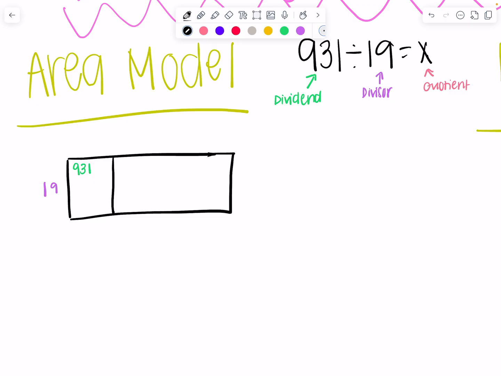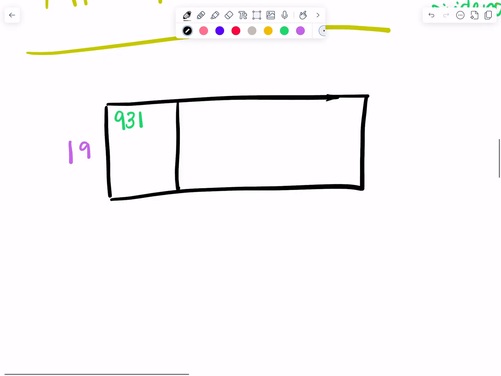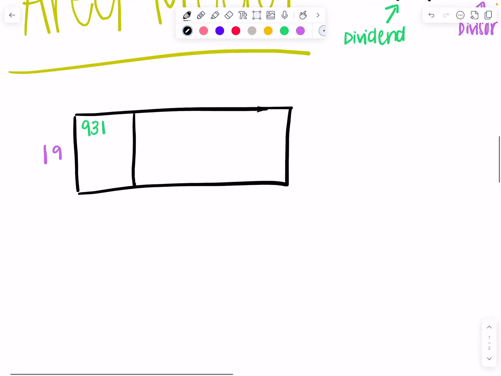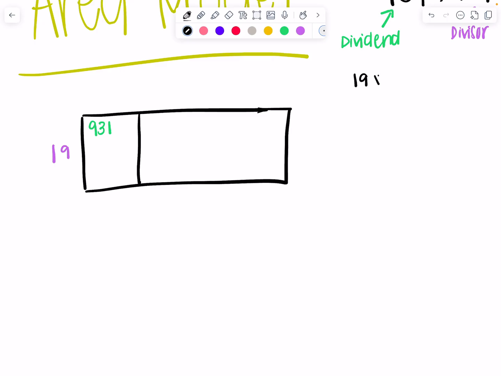So, Miss Anderson does not know her 19 multiplication facts fluently. I don't know about y'all, but Miss Anderson does not know hers. So, what I'm going to do is look at 931. Using what I know, if I multiplied 19 times 10, I would get 190. Based on estimation and what I know with numbers, I'm going to think that 19 is approximately 20 if I rounded it.